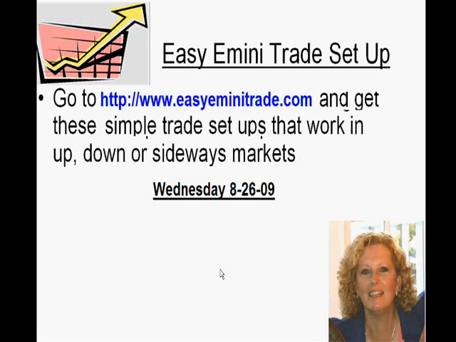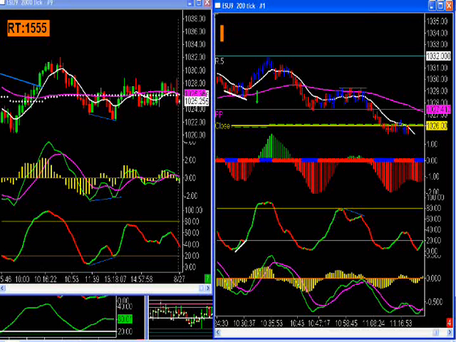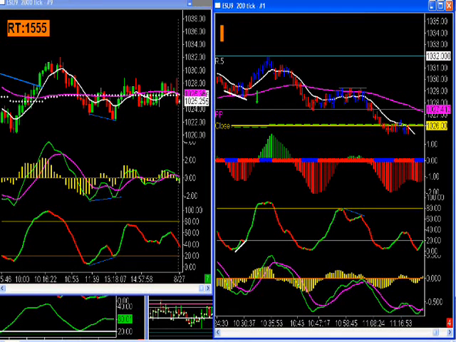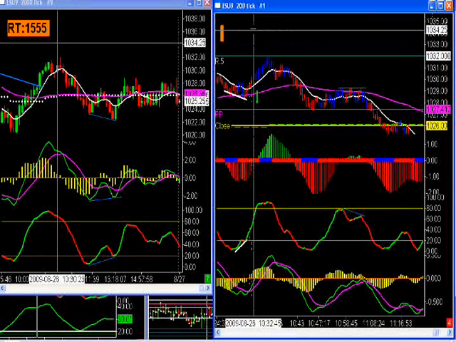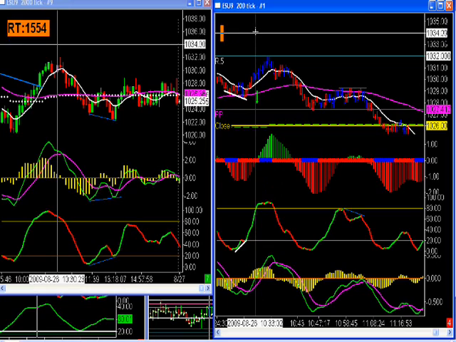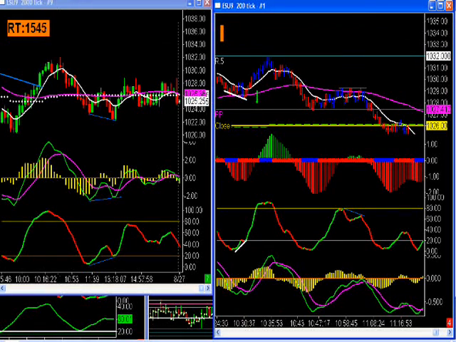Wednesday, August 26th. We used two setups on three charts with confirmation before we ever take an entry, and you can check those out at www.easyemintrade.com. Now, I wanted to go over a trade that we took at 10:33 yesterday, and the reason why I wanted to go over this one is because it is exactly what you don't want to do.